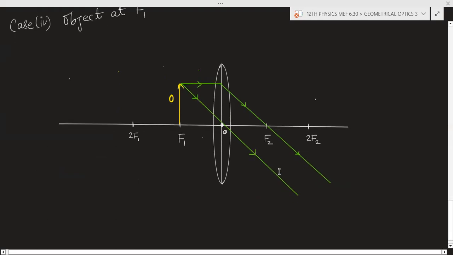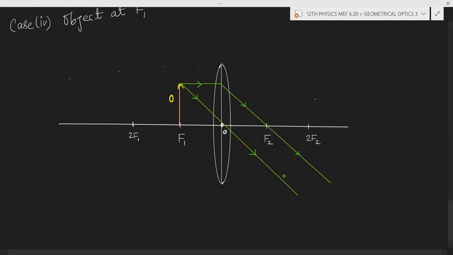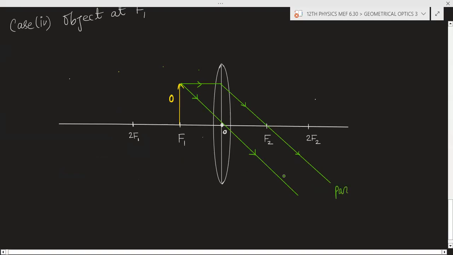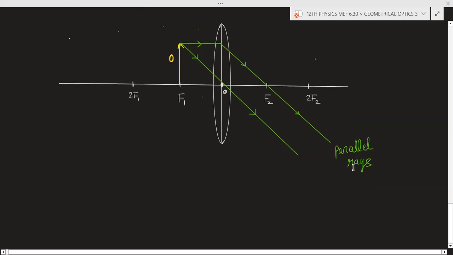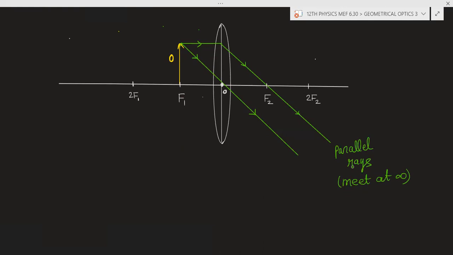Now you can see both the rays after refraction are parallel. These rays are parallel rays. And where do parallel rays meet? At infinity. So parallel rays meet at infinity. So where the rays meet, there will be the image. So the image will be formed at infinity, and the size of the image is very large as compared to the size of the object, and obviously the image is inverted.